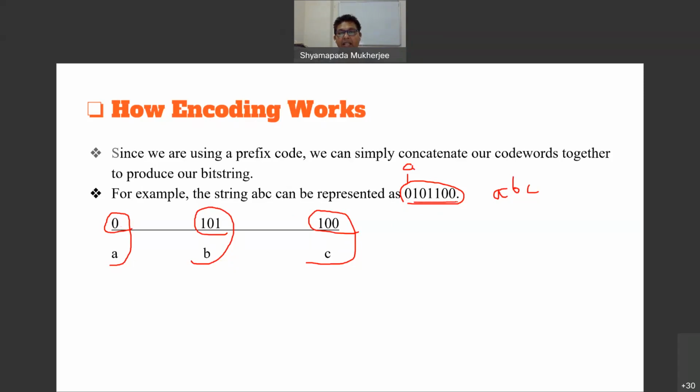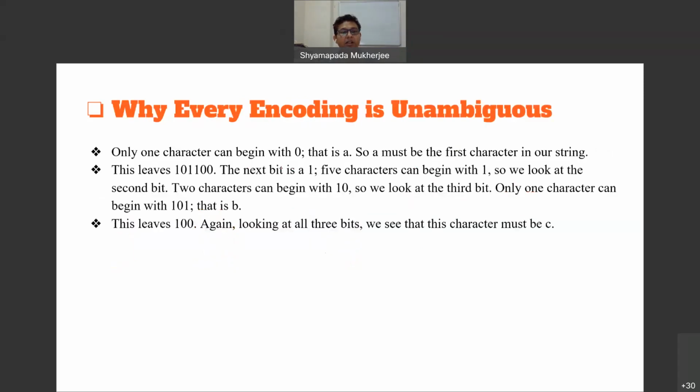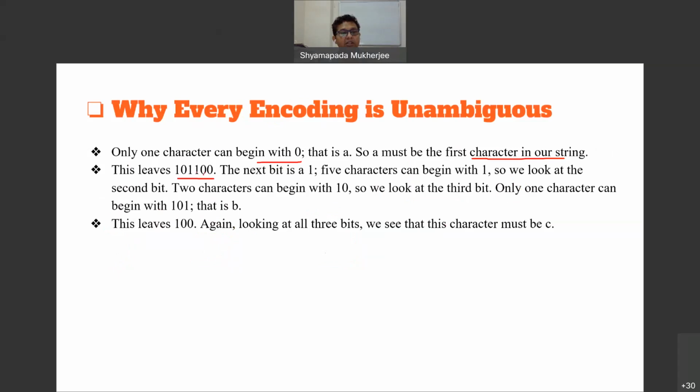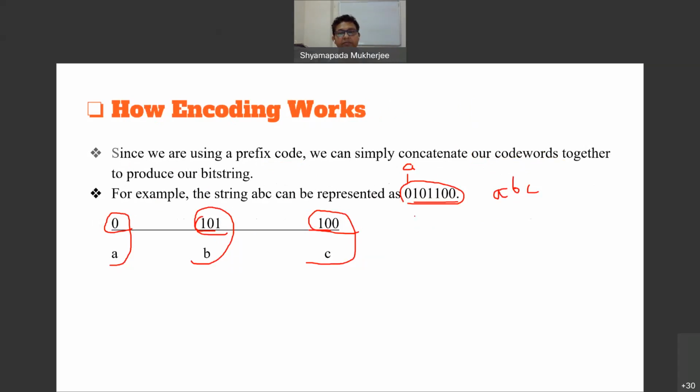Then we are left with the remaining string. We begin with the next bit and start counting. 1 is the start of both B and C, so we go for the next bit to check which one we are looking at. In both cases we have 0, and then finally we have 1. So after 1, 0 we are having 1 actually.